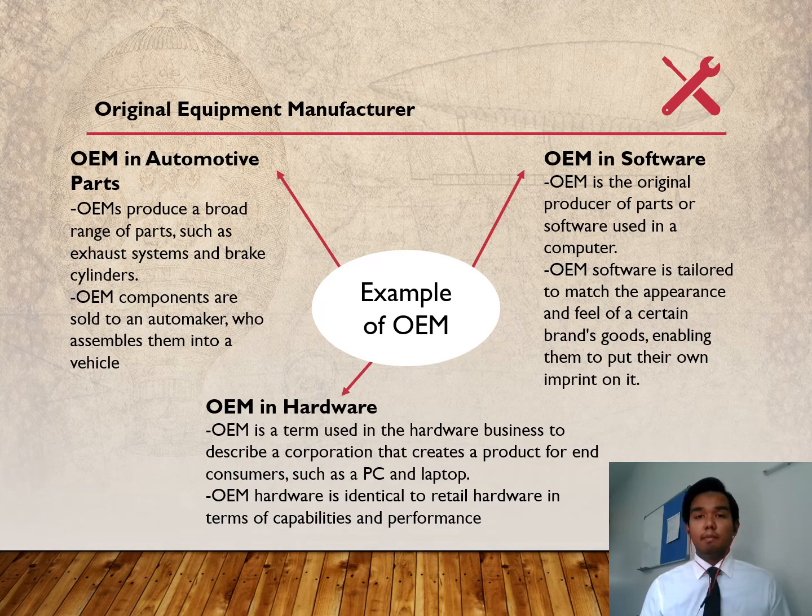Second one, OEM in software. OEM software is a general producer of part of the software used in computers. The OEM is tailored to match the brand, enabling them to put their own imprint on it. And lastly, OEM in hardware.